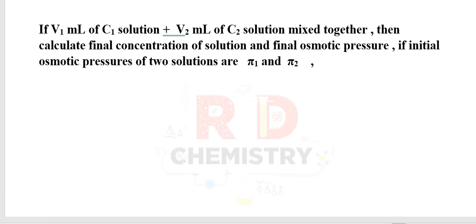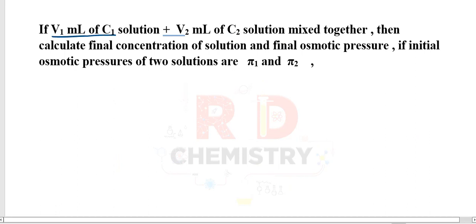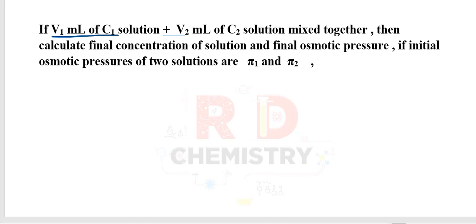Now see this concept. If V1 ml of C1 solution, C1 is the concentration of the solution, is mixed with V2 ml of the C2 solution, then calculate the final concentration of the solution and the final osmotic pressure, if the initial osmotic pressures of the two solutions are pi 1 and pi 2 respectively. Now I want to calculate the osmotic pressure of the final solution.